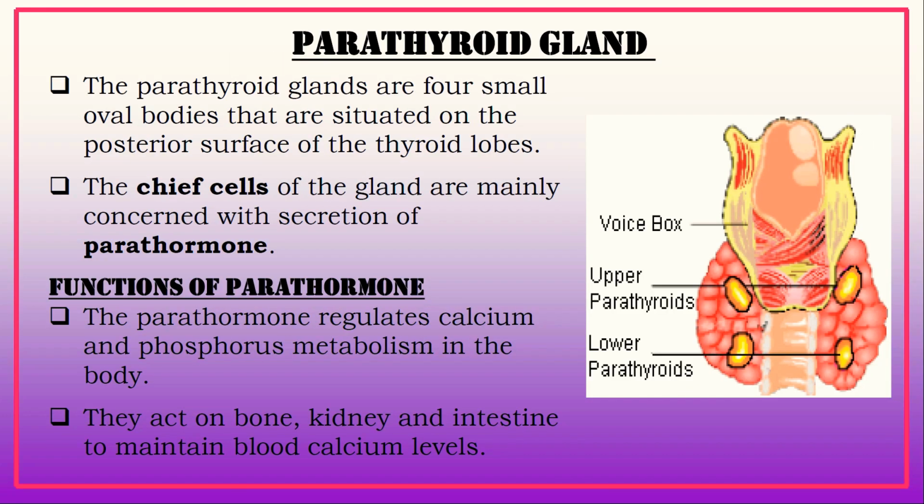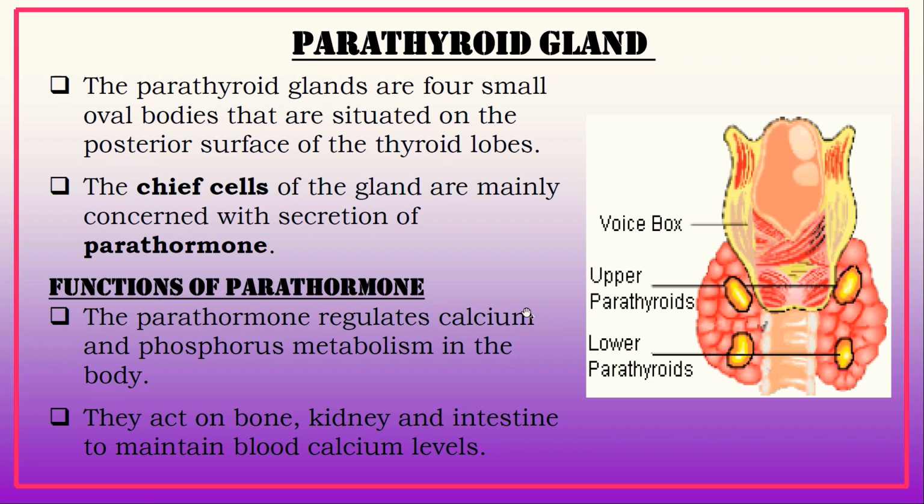Next we shall see the parathyroid gland. The parathyroid glands are four small oval bodies that are situated on the posterior surface of the thyroid lobes. The chief cells of the gland are mainly concerned with the secretion of parathormone.